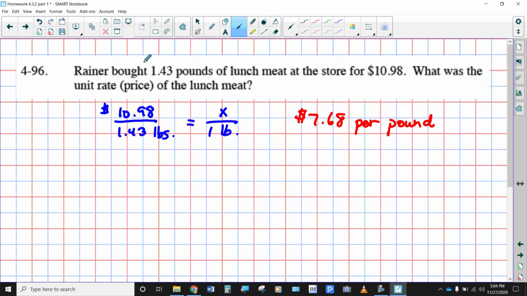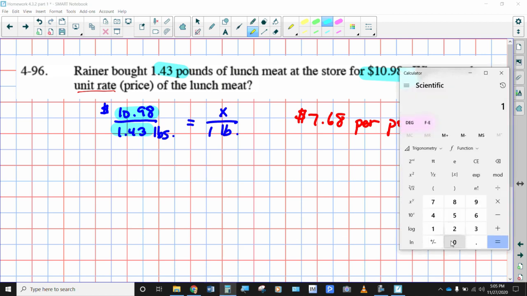All right, Rayner bought 1.43 pounds of lunch meat at a store for $10.98. What is the unit rate? Okay, so we know this is proportional because if you buy no pounds of meat, you spend no money, and the fact that there's a unit rate means that there's a constant price per pound that you're going to be paying. So what is the unit rate in price per pound? Well, how do we do unit rate? We just write the rate as it's presented in the problem and then do the division problem.